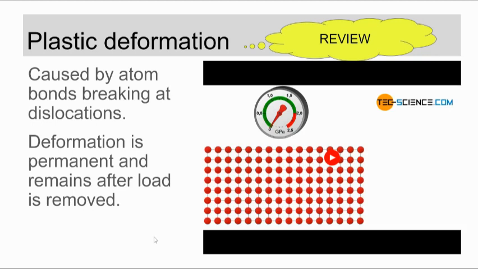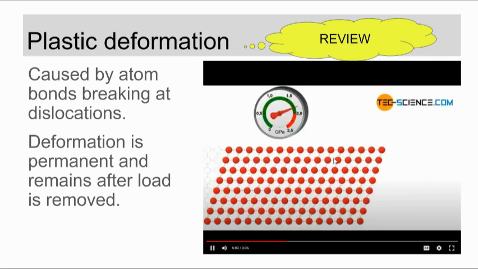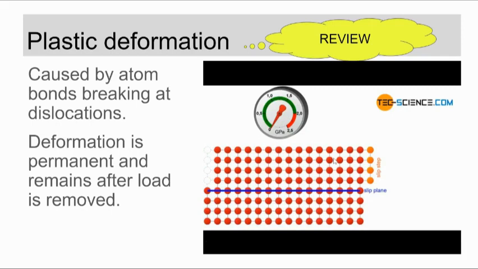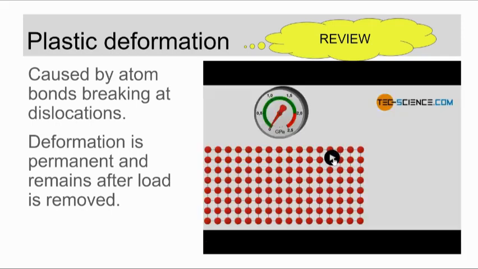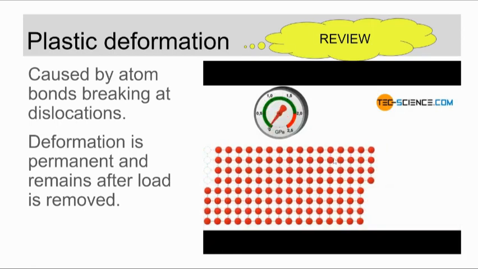Whereas plastic deformation is caused by the atoms' bonds breaking, generally at dislocations. This deformation is permanent and remains after the load is removed. So when something is plastically deformed, the material's shape is permanently changed. And again, we can see a nice illustration of that in the animation. That is caused by the breaking of bonds at dislocations within the material.